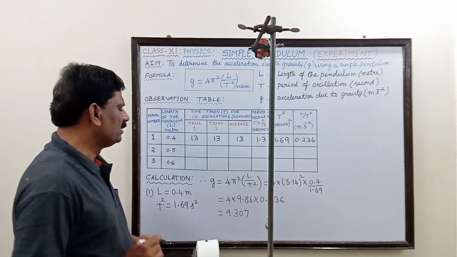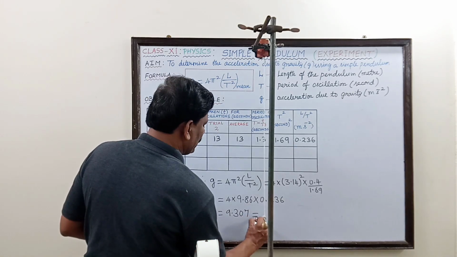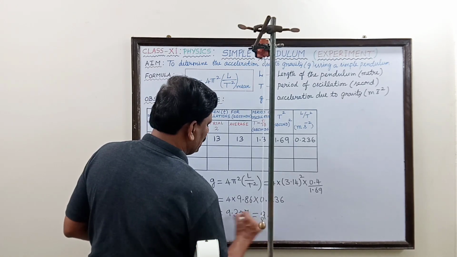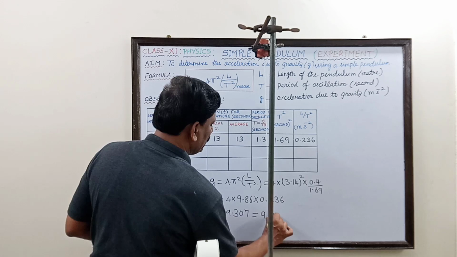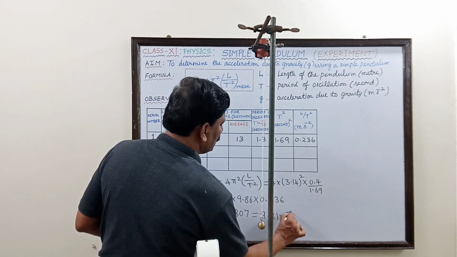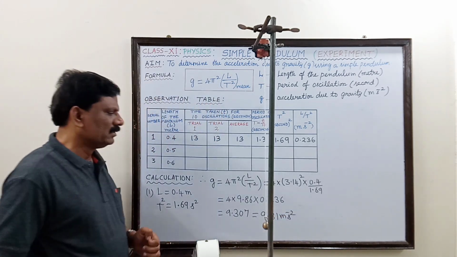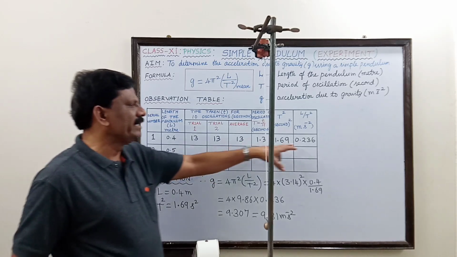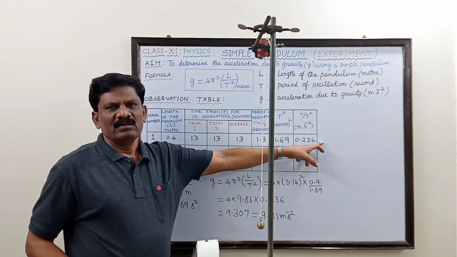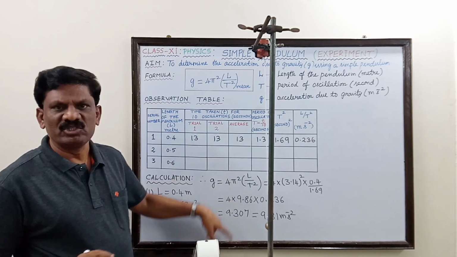9.307 is coming. So I can round this off as what? 9.31 meters per second square. So this is how to find the value of G. For only one trial I have shown an example.